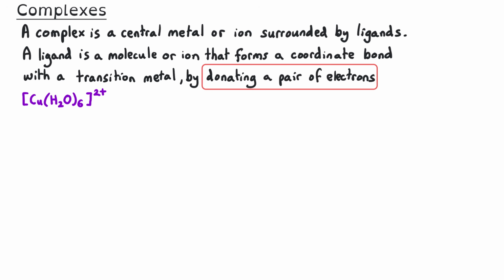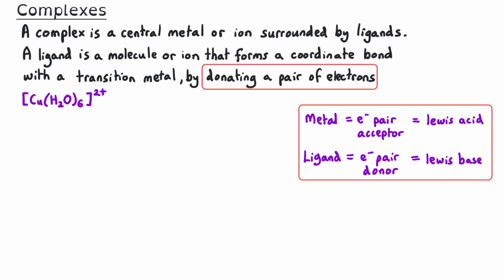And so the formula of the complex might look something like this, with a copper metal, that's the electron pair acceptor, also sometimes called a Lewis acid, and we can see that the ligands on this occasion are water molecules, the electron pair donors. To be a ligand, something must have an electron pair to donate, a lone pair, and this is sometimes referred to as a Lewis base. And you can see in this formula there are actually 6 water ligands.